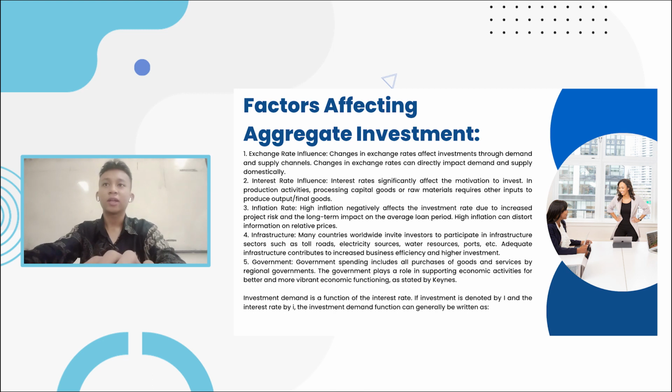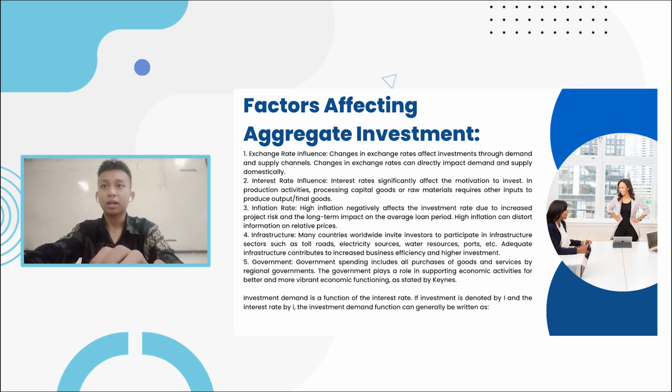Factors affecting aggregate investment. First, exchange rate influence. Changes in exchange rates affect investment through demand and supply channels. Changes in exchange rate can directly impact demand and supply domestically. Second, interest rate influence. Interest rates significantly affect the motivation to invest in production activities. Processing capital goods or raw material requires other inputs to produce output or final goods.